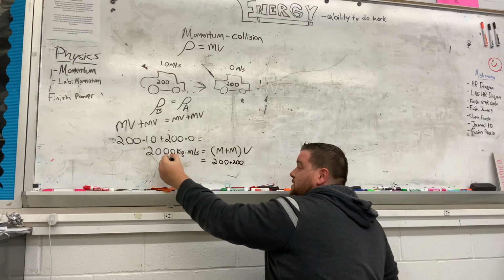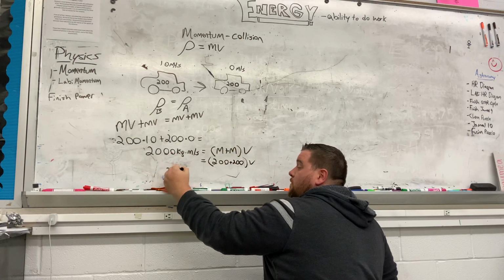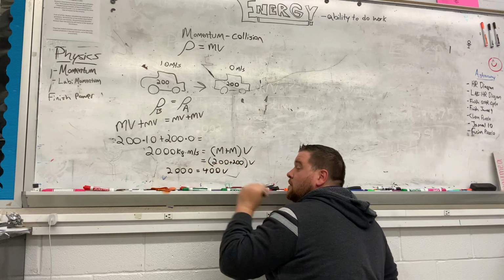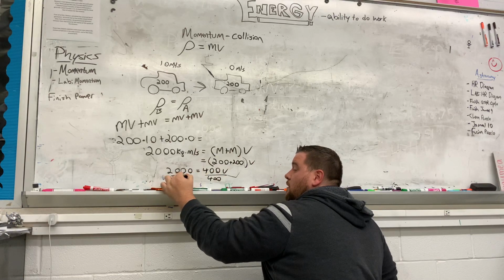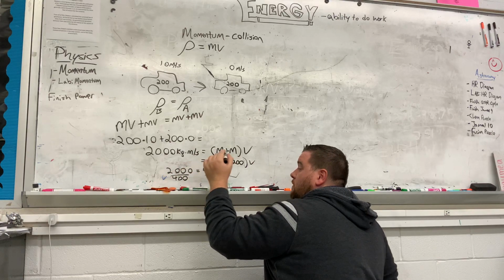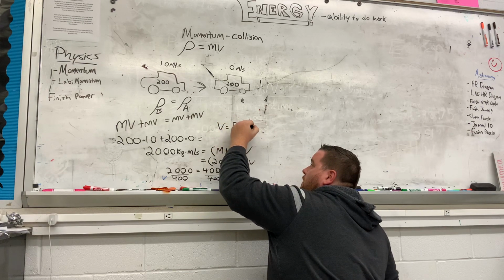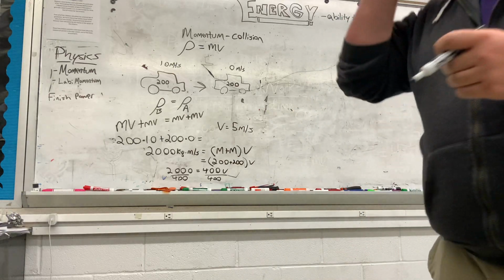That doesn't change in this collision. And we're looking for V. So I got 2,000 equals 400 V. We just divided by that 400. And I believe you're left with 5 meters per second. Now conceptually that should make a little intuitive sense, right?